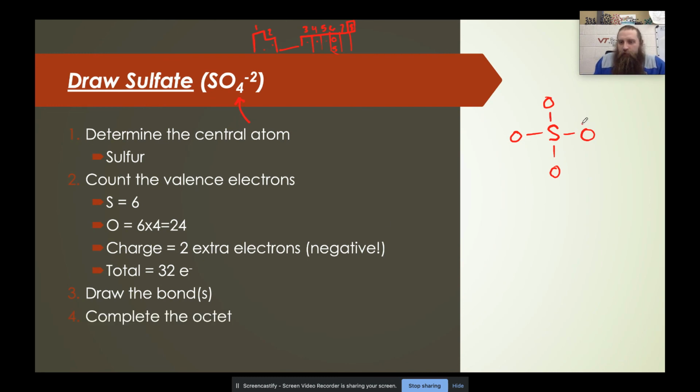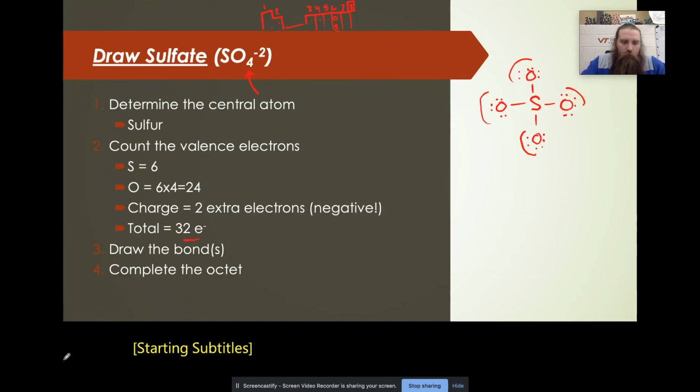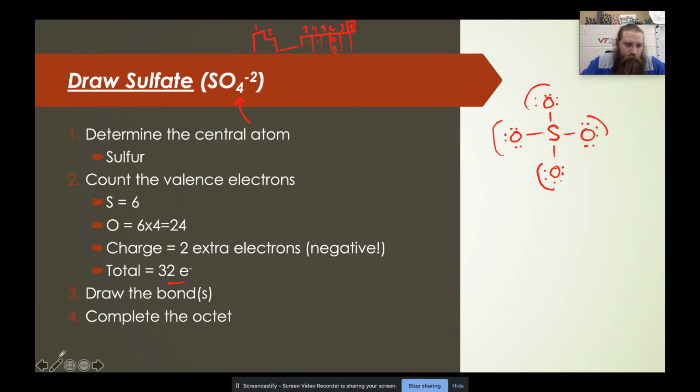I need to draw the dot diagram. So I know that all of the attached atoms, because they aren't hydrogen, need to have 8 total valence electrons. So the bond is worth 2, so 4, 6, 8, and so on for each oxygen. Well, I've now used all 32 of my electrons. 8 times 4, that's 32, okay? Oh, go back. No, stop. Get my eraser. Get rid of those lines.